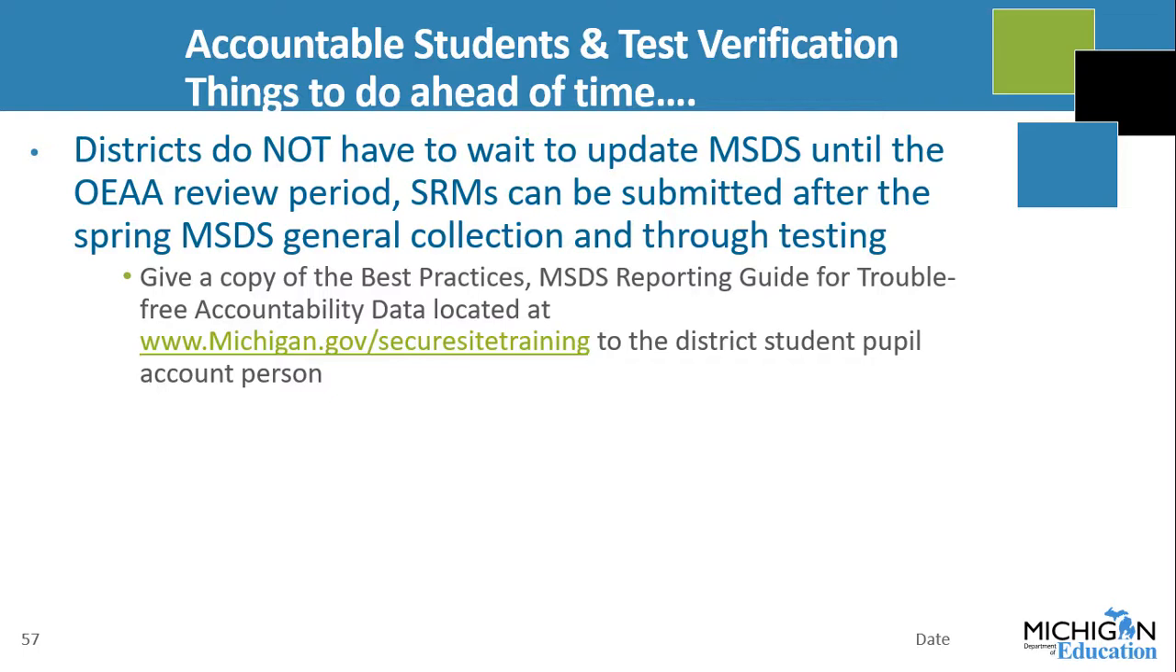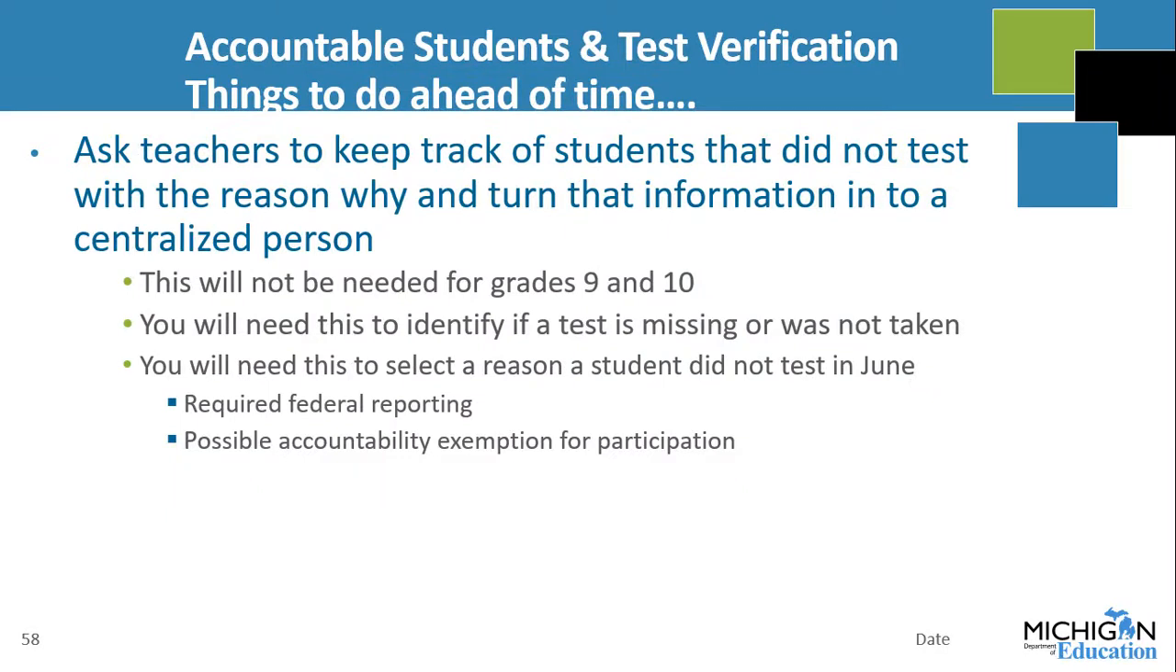Make sure to get a copy of the Best Practices MSDS Reporting Guide for Trouble-Free Accountability Data to your district MSDS user. It can be found at www.michigan.gov/securesitetraining. Ask teachers to keep track of students that did not test with the reason why they did not test and turn it into a centralized person. It will be needed when verifying answer documents received to know if a student did test or if they did not test, and if they did not, what reason to submit why the student did not test. Again, not tested reasons would not be needed for grades 9 and 10 because they are not included in accountability.